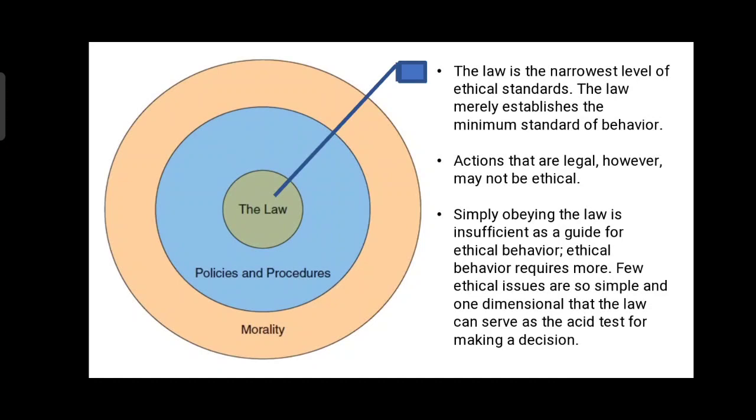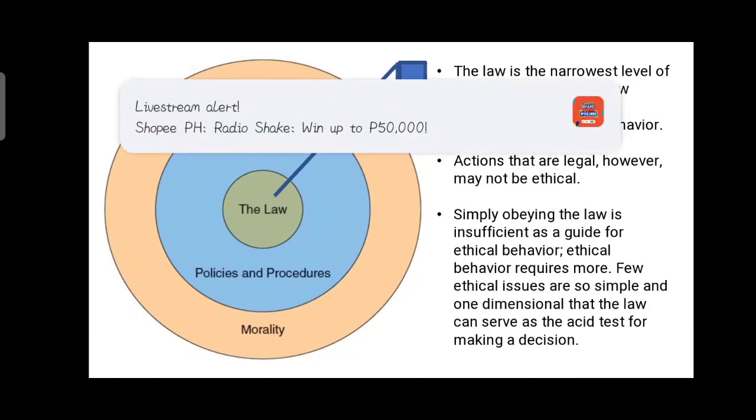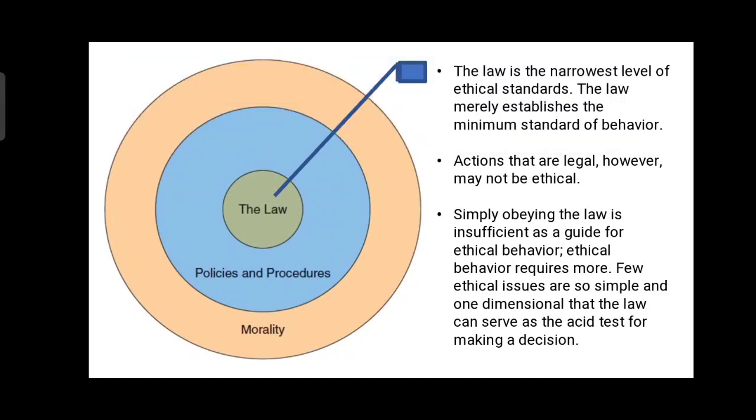Example, abortion. There are countries where abortion is legal. However, there are people who do not see abortion as an ethical activity. So, simply obeying the law is insufficient as a guide for ethical behavior. Ethical behavior requires more. Few ethical issues are so simple and one-dimensional that the law can serve as the acid test for making decisions. So, this is the most basic, so to speak, that you look at in your decision-making.